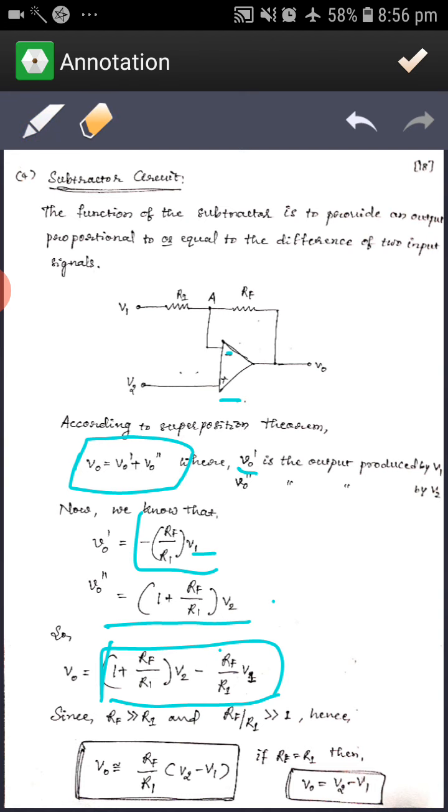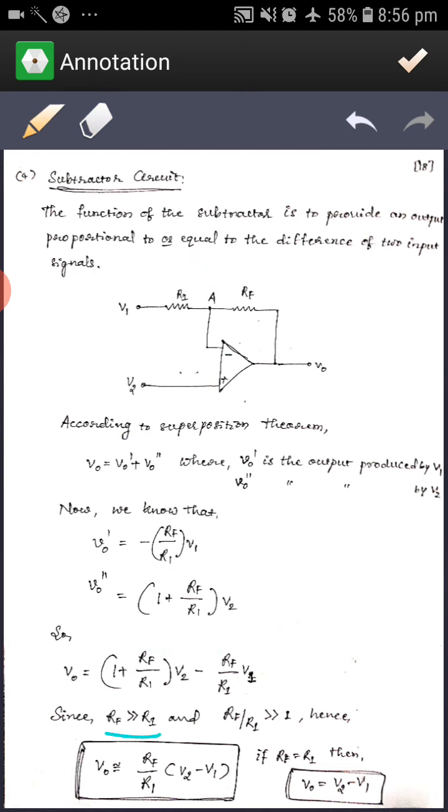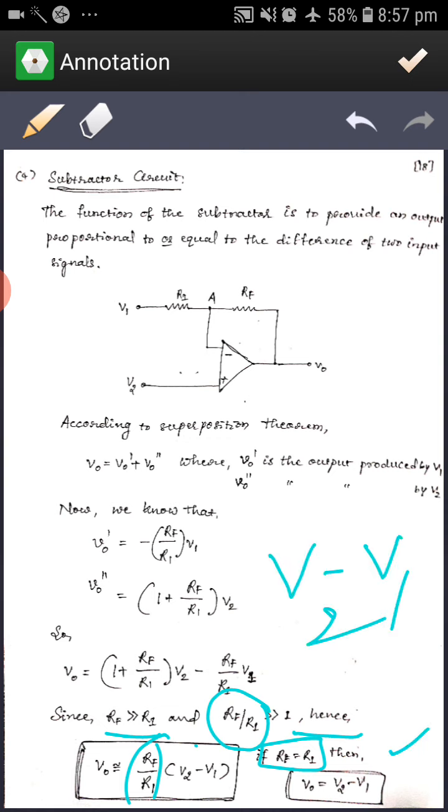But we know that RF is much greater than R1. Since RF is greater than R1, the ratio RF by R1 is much greater than 1, hence the 1 can be neglected. So directly we can say that V0 is minus RF by R1 into (V2 minus V1), where we have taken RF by R1 as common. If RF and R1 are equal, then V0 is V2 minus V1. So this is the subtractor circuit.